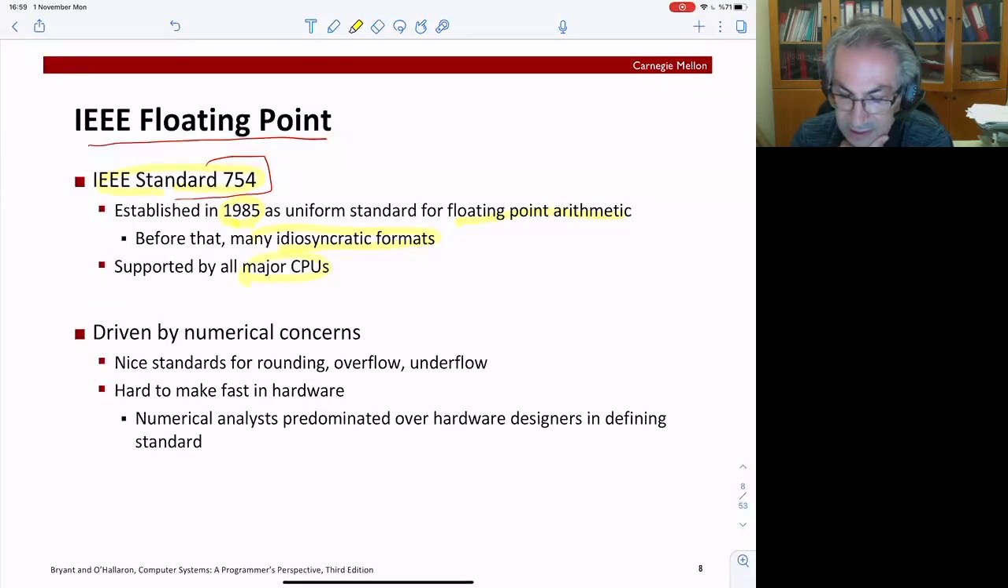And this standard was driven by numerical concerns, okay, which has nice standards for rounding, overflow, and underflow. But as we will see, this is something that's very hard to make fast in hardware. And you can see that in this committee, the numerical analysts dominated over hardware designers in defining the standard. So whenever we discuss this representation, keep in mind all these concerns.